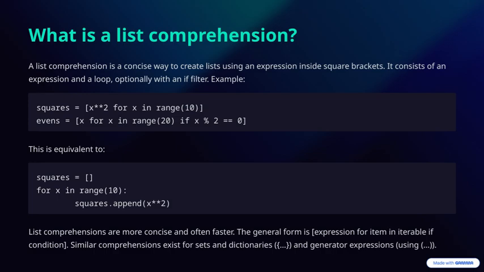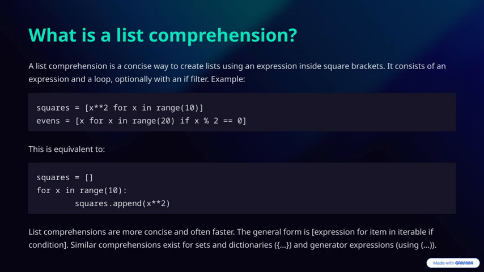You can also create other types of comprehensions, like set comprehensions using curly braces and dictionary comprehensions with key-value pairs inside curly braces. And for generators, you use parentheses instead of brackets. Here's an example: generating a list of even numbers from 0 to 19. Using a list comprehension, you'd write x for x in range(20) if x%2 == 0. It's a quick way to filter and generate lists based on certain conditions.